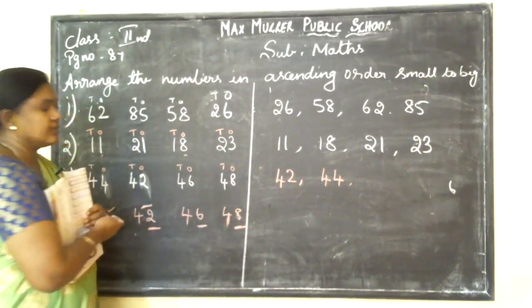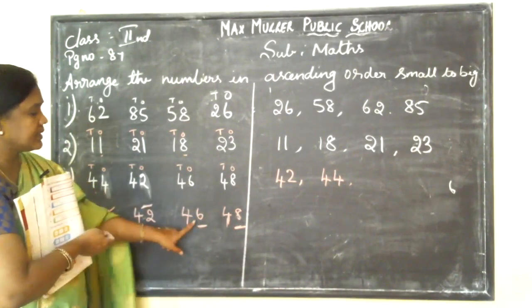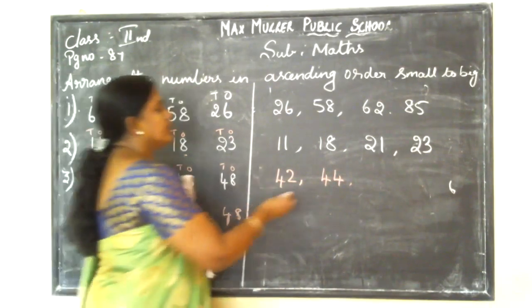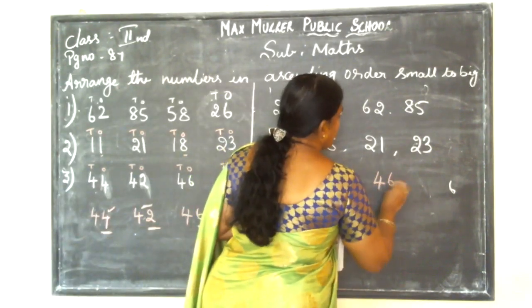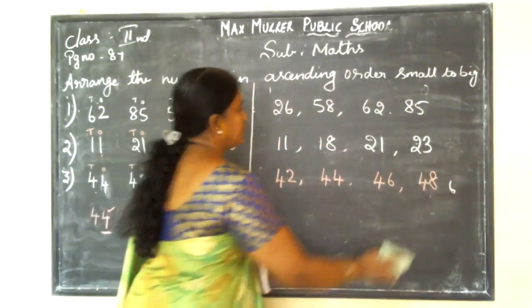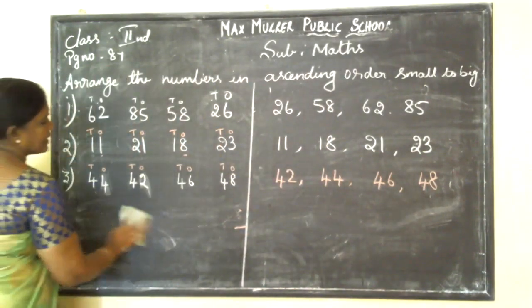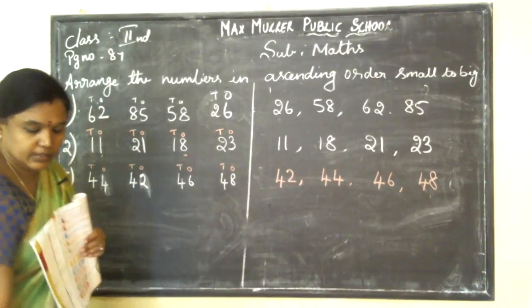46, 48. Which one is the small number here? 6 or 8? 6. So first you will write 46. After that 48. If all the tens numbers are the same, you go to the ones number.